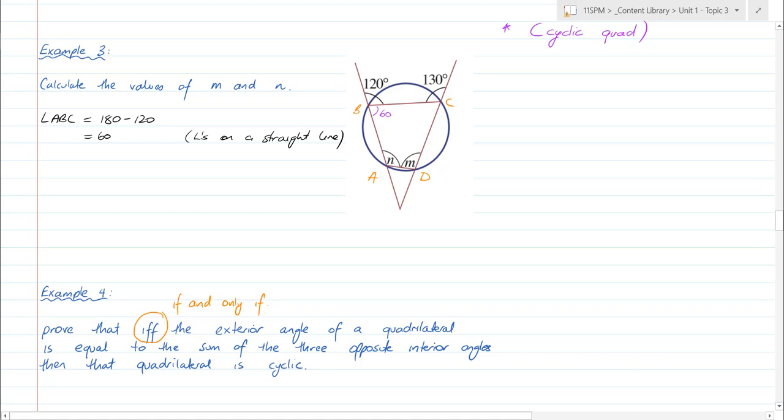And angle ABC plus angle CDA equals 180, cyclic quadrilateral, and therefore 60 plus M is equal to 180, M is equal to 120, and N is equal to 130, same reason.